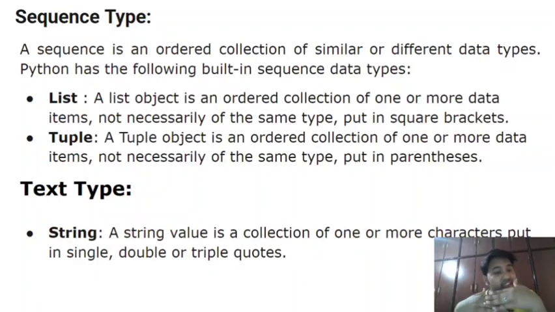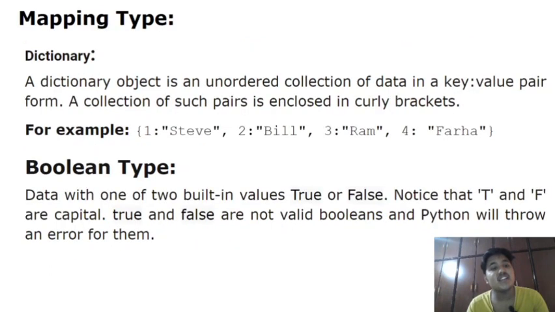Coming to text types, we had a string. We know that a string is a collection of characters. So we can create a string in three ways: using single quotes, using double quotes, and using triple quotes. These are the three ways where we can create a string.